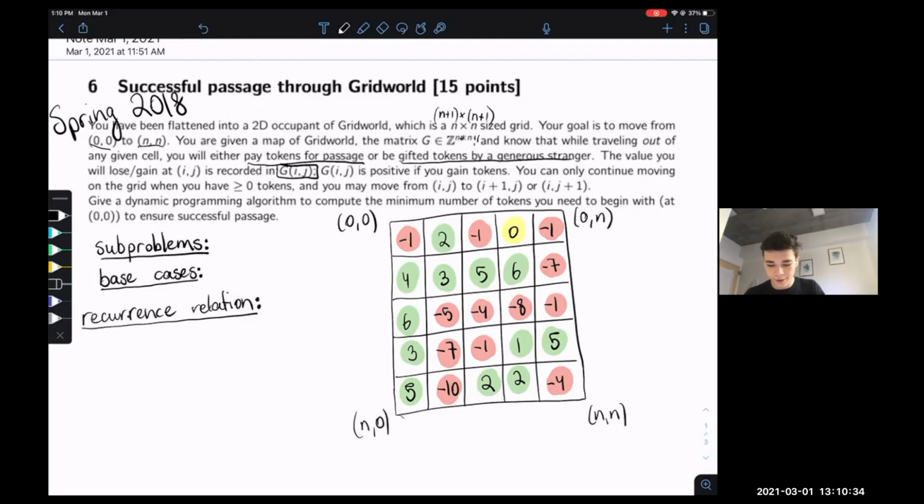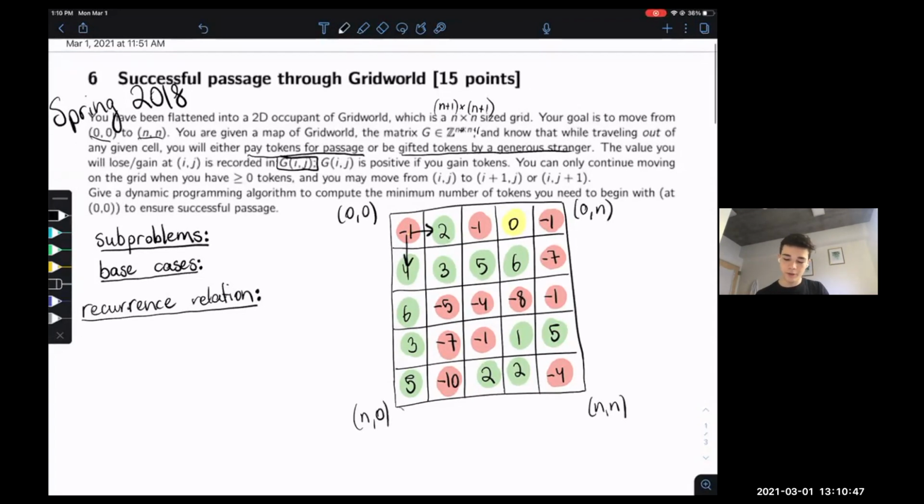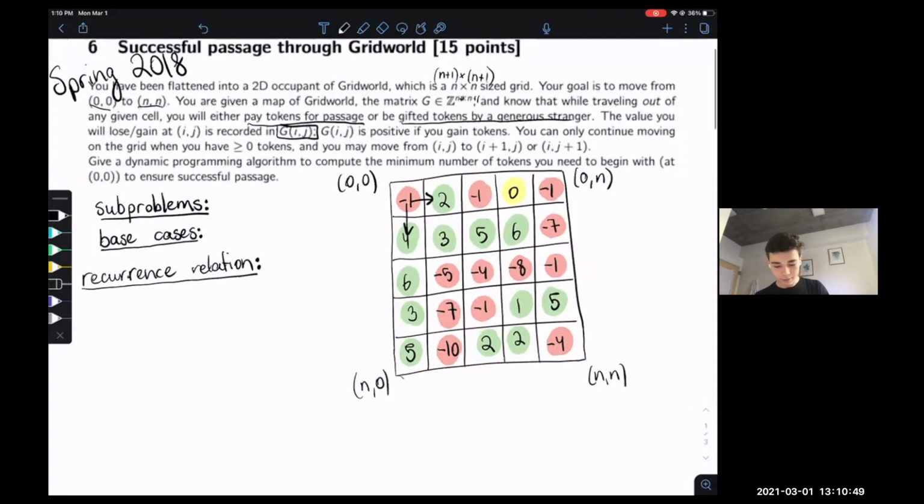And so you can only continue moving while you have greater than or equal to 0 tokens. So you can't go in debt. And you can only move down and to the right, represented by i+1,j or i,j+1.